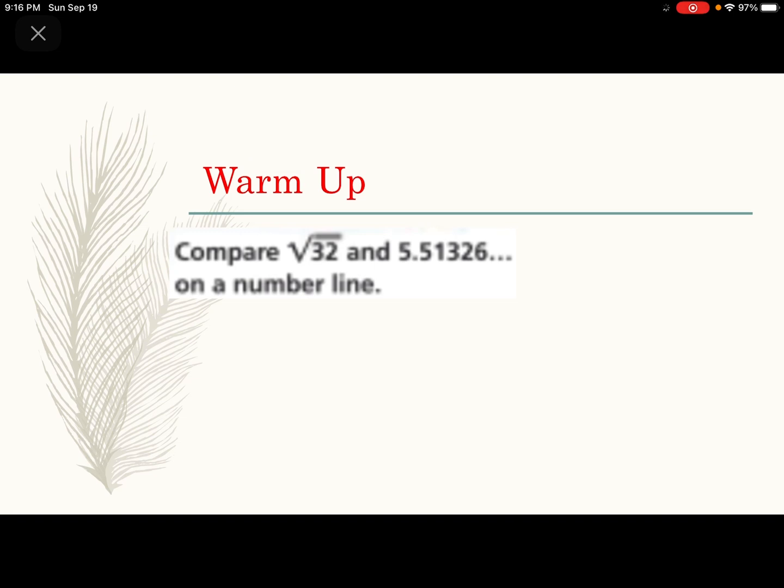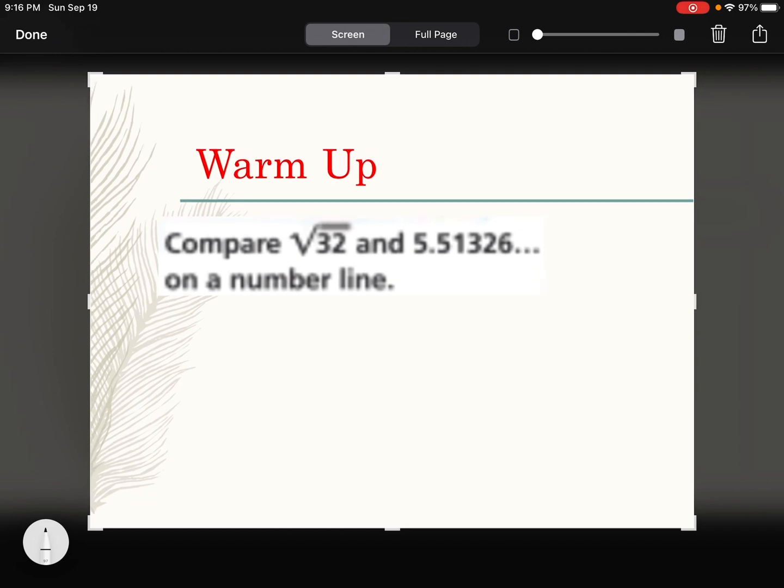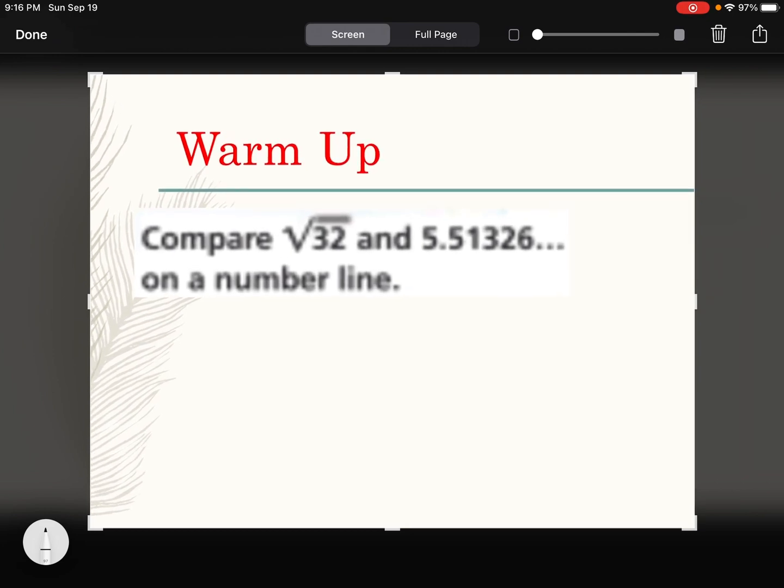So guys, first of all we need to convert square root of 32 as a decimal, right? You can use your calculators to convert it. So guys, it is 5.6568. So now we are going to compare with 5.51326. And I forgot to put one more, 35. Okay guys, so which one is greatest one?